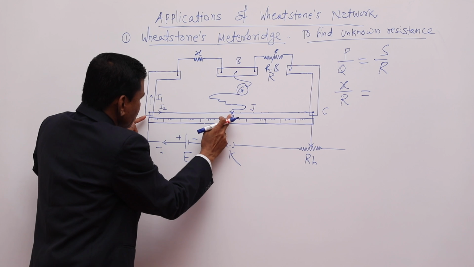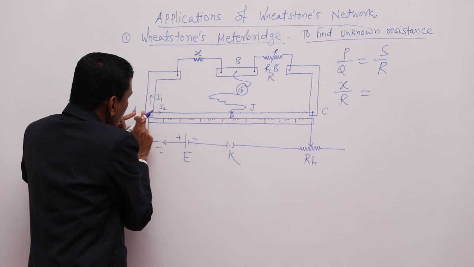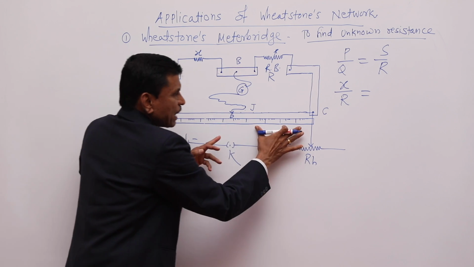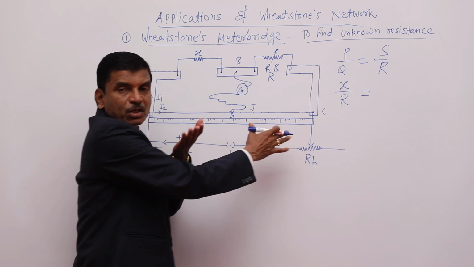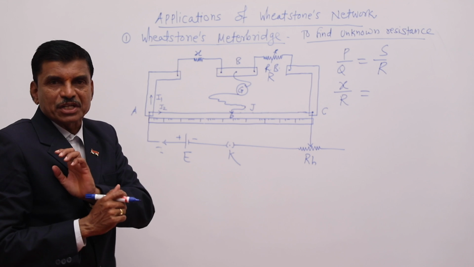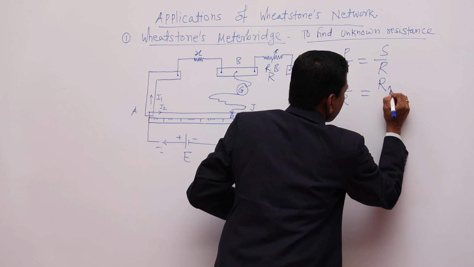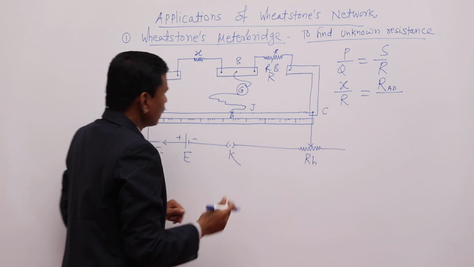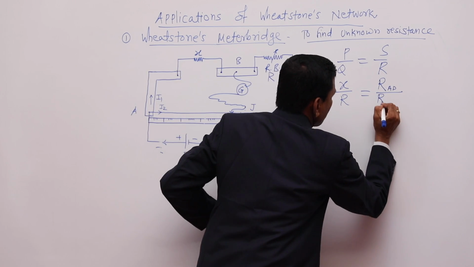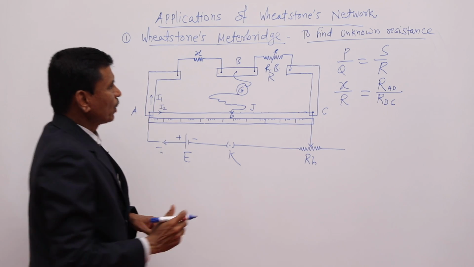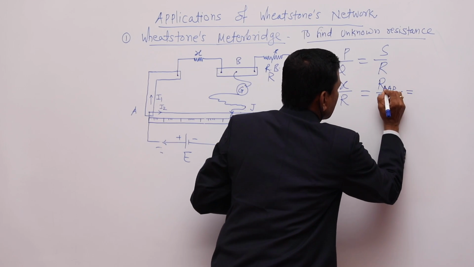Left side resistance, that is the resistance of wire from A to D. If it is 40 centimeter, the remaining will be 60 centimeter because total wire is 100 centimeter. So what I am writing here: resistance of wire AD, and next, resistance of wire DC. Okay, so this is the resistance.